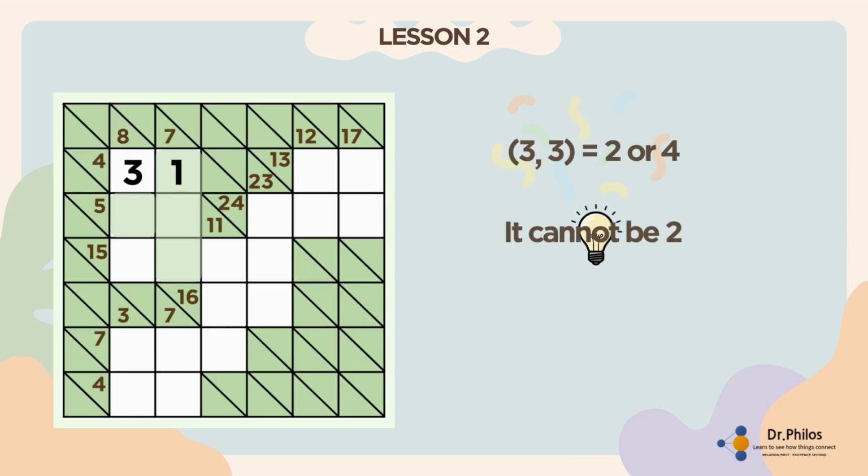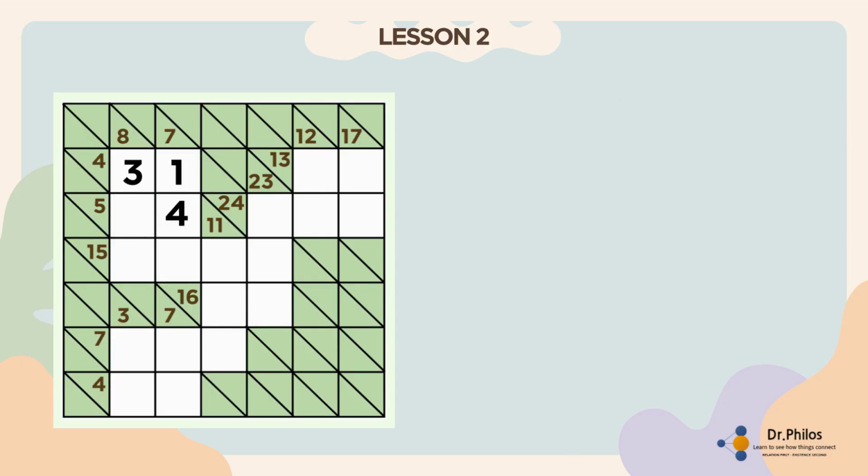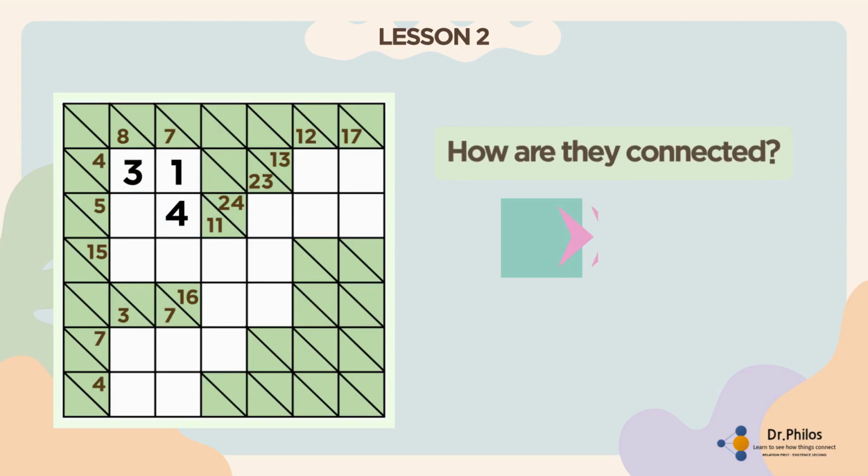If 3, 3 is 2, then 3, 2 is 3. There would be 2 3's in column 2. It is a duplicate. You even examined 2, 2 to figure out 3, 3. How are they connected? Because 2, 2 influences 3, 2, and 3, 2 influences 3, 3. So, 3, 3 is 4 and 3, 2 is 1.